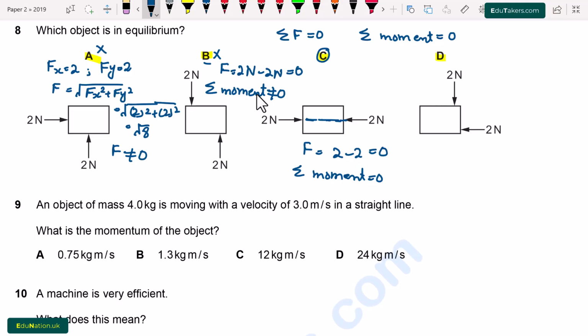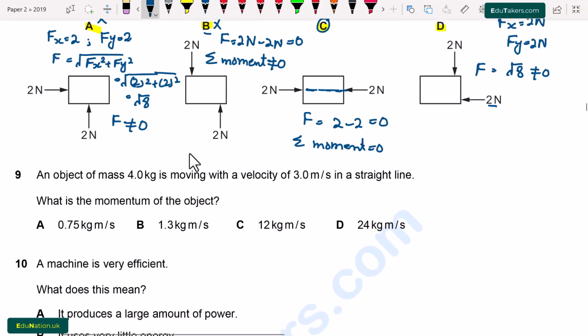We also check option D. Here the 2 Newton force is acting vertically downward and 2 Newton force is acting horizontally. So here Fx is equal to 2 Newton and Fy is also equal to 2 Newton. So the resultant force will be same as that of the option A, which is equal to square root 8. It is not equal to 0. So this option is also incorrect.